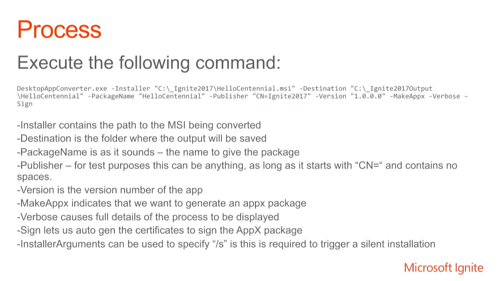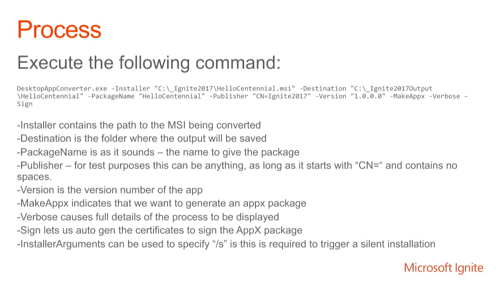So at this point, we need to go back into that desktop converter tool, the PowerShell prompt that we saw earlier, and run this short command here. I'll just walk through what all these parameters are. It's calling out to the desktop app converter. The installer, to start with, points to the MSI that you want to convert. And then we get to specify the destination, the output folder where we want to put all the results. And we can give it a package name.